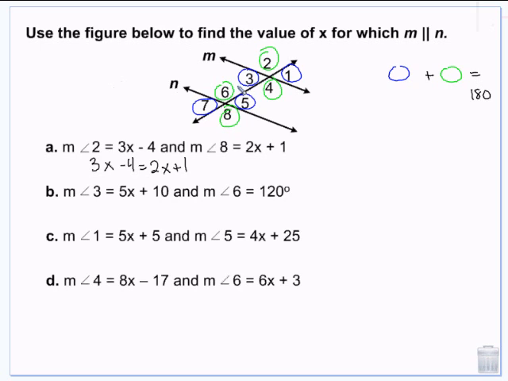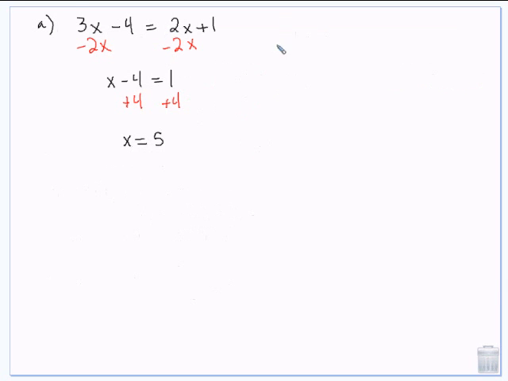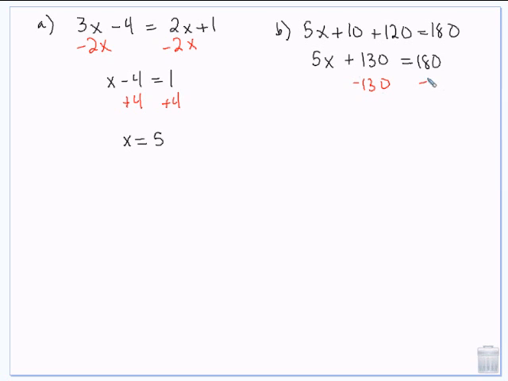Yeah, so 3 plus 6, they're the opposite colors, so they're going to equal 180. So my setup is going to be 5x plus 10 plus 120 equals 180. So I'm going to go to the next page. 5x plus 10 plus 120 equals 180. Okay, so 10 and 120 is 130. Subtract 130 from both sides. 5x equals 50. So I'm going to divide by 5, so x will have to be 10. Make sense? Okay.